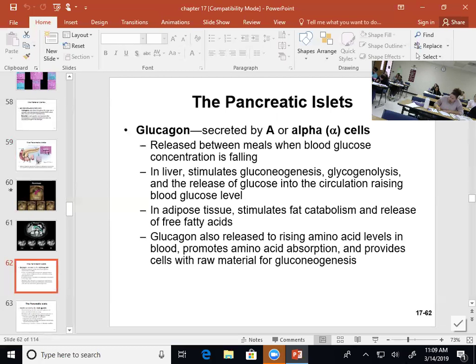Anytime someone's on insulin, more diabetes mellitus patients have died from hypoglycemia, which means what? Low sugar in the bloodstream. Emia means in the bloodstream, doesn't it? So low blood glucose. More die from that than they do the high. So insulin is a serious drug.